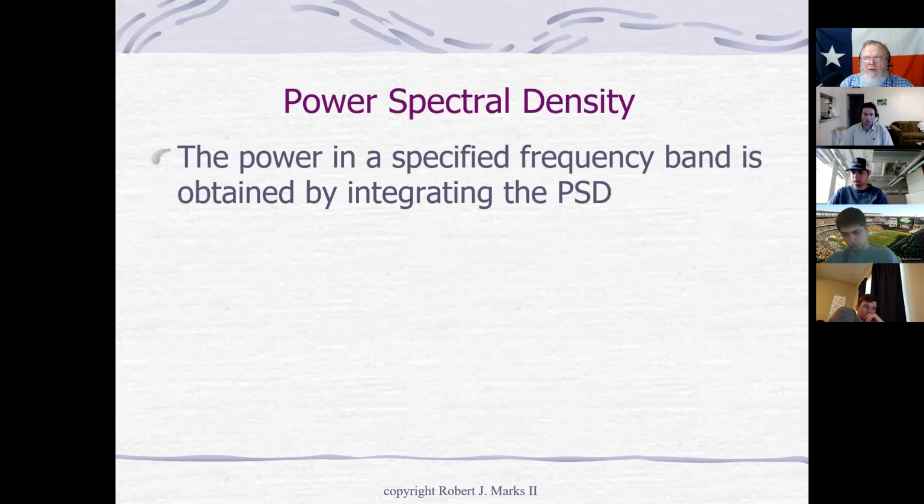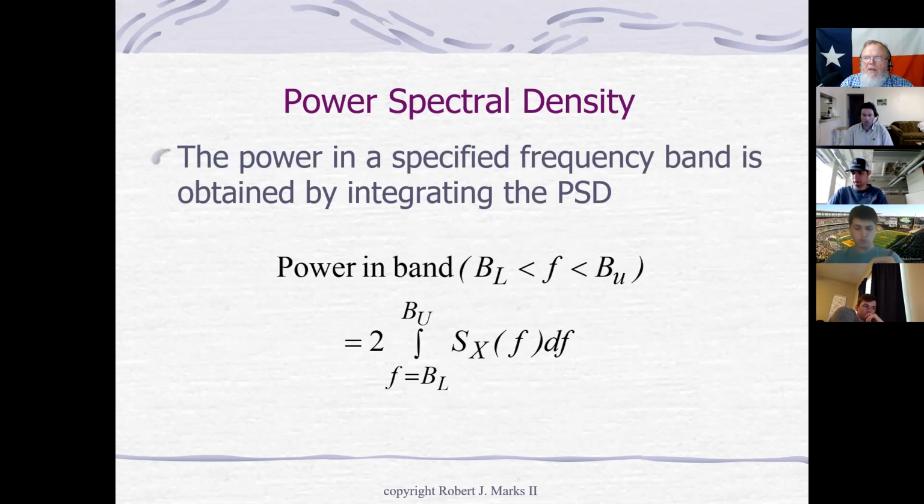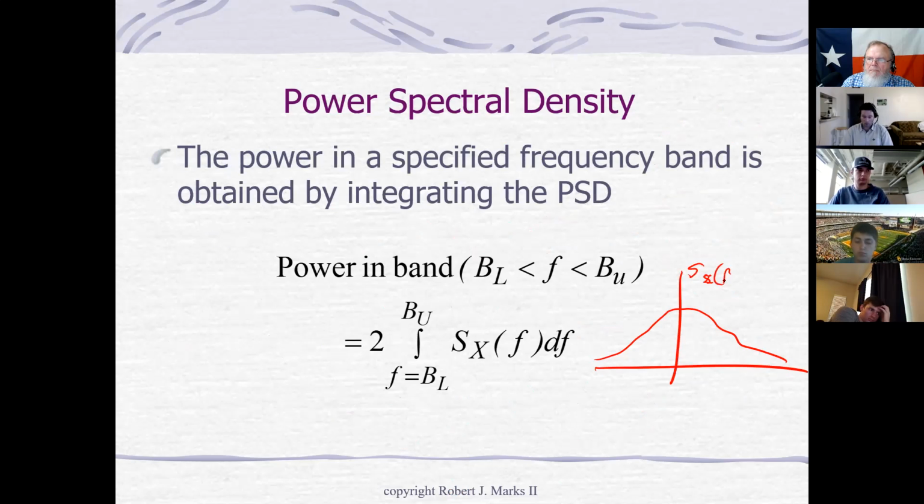And here's the other thing, and I alluded to this before, that if we have a desire to know what the power is in a certain band of frequencies. So here's our power spectral density. And we want to find out the power between a lower band limit and an upper band limit. It's a power spectral density. We integrate over it, we get power. We integrate from here to here, that gives us the power in that frequency band.